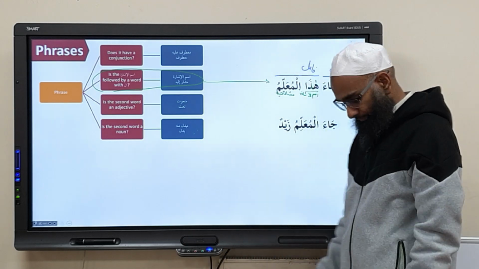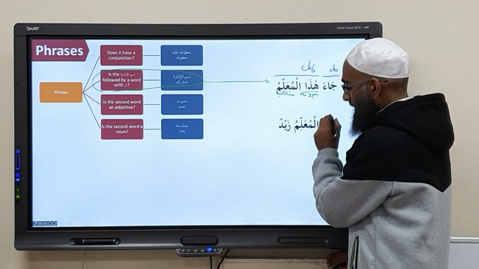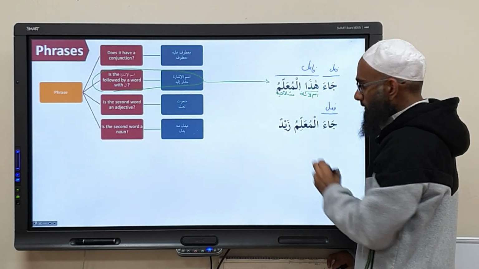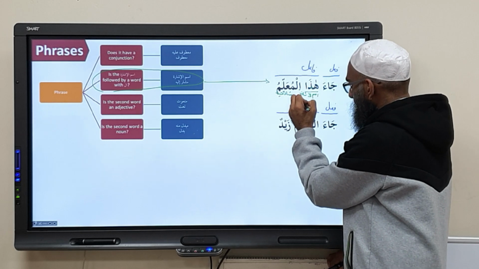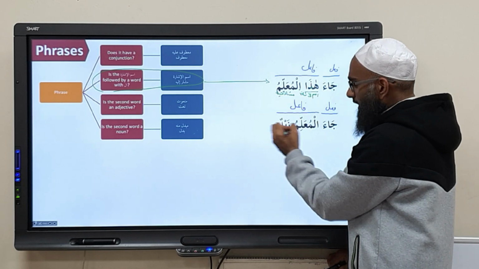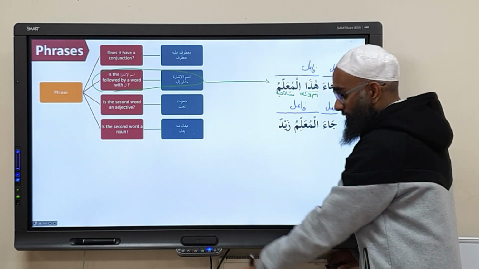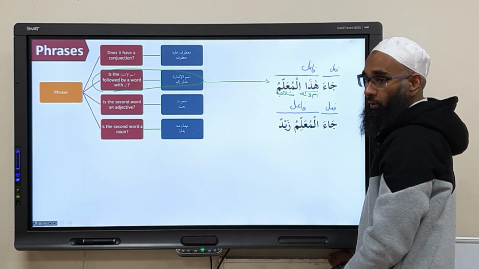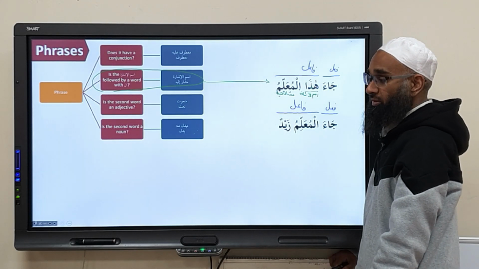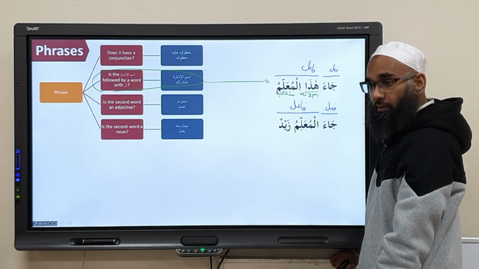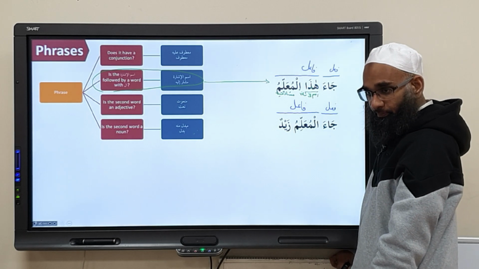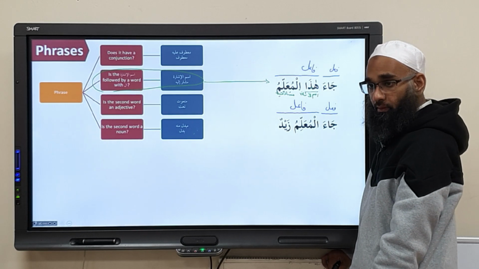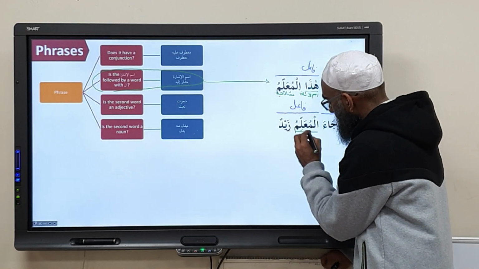Ja'a al-muallimu Zaydun. How would you do this? Ja'a is the fa'il. And then? Al-muallimu Zaydun is the fa'il. Is this a phrase or one word? Al-muallimu Zaydun? It's a phrase. So how do you have to break it down? What's the structure? What do you think it is and tell me why? I want you to prove it to me. Give me evidence. What kind of structure would you make it?